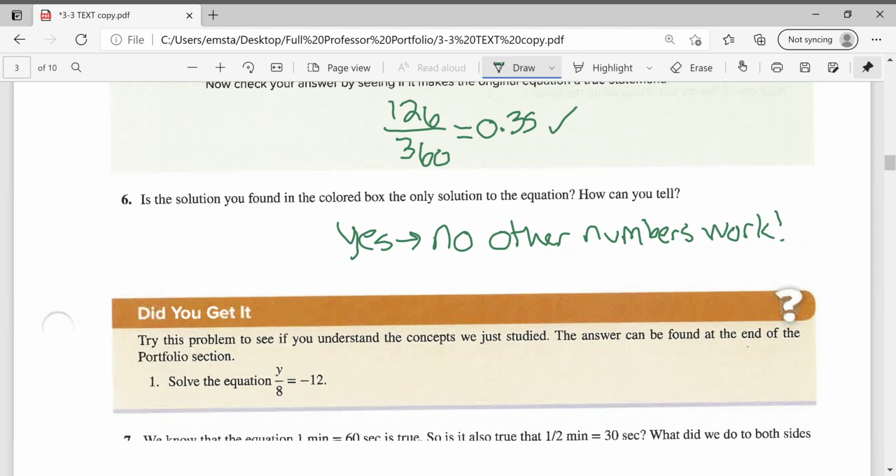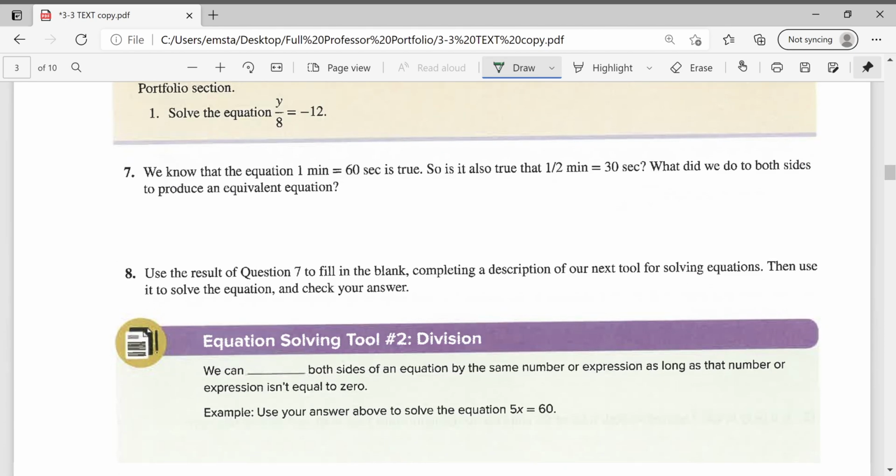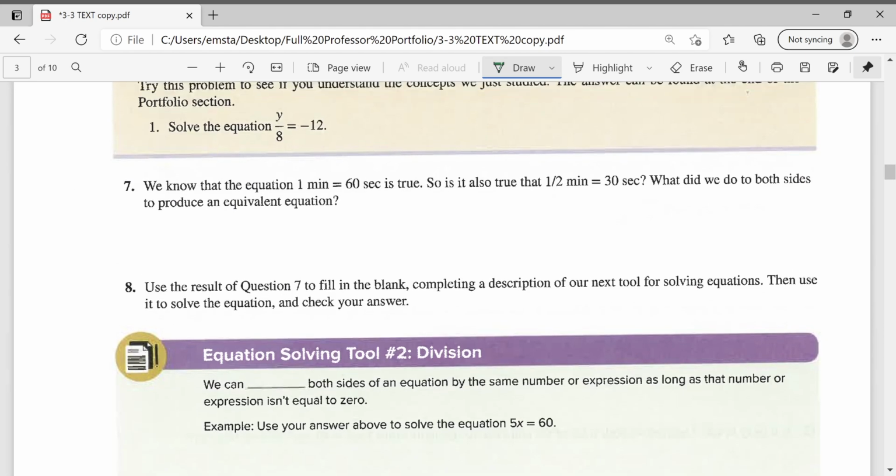So let's move down to number 7. We're going to look at some other rules. We know that 1 minute equals 60 seconds is true. Is it true that a half minute equals 30 seconds? Well, if I divide both sides by 2, I get this statement, 1/2 minute equals 30 seconds. Is that true? Yes, it is true. So it looks like we are okay to divide both sides of the equation by the same number.